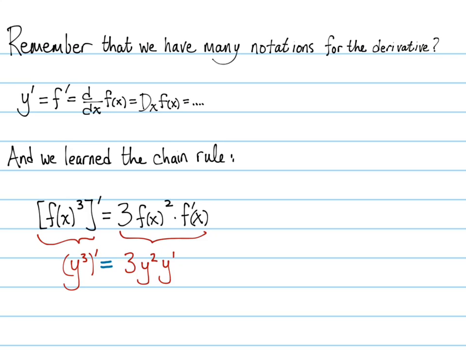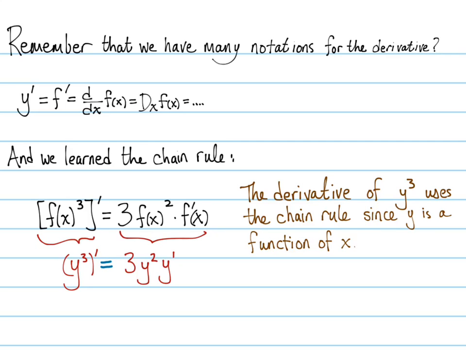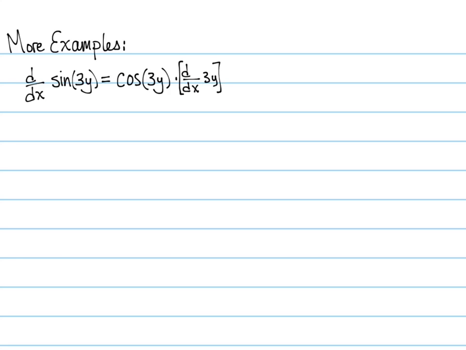And so this notation, using y instead of f of x, and remembering that y is just some function of x, is going to help us figure out the derivatives by using this notation. And so the derivative of y cubed uses the chain rule, since y is a function of x. So another example. Suppose I wanted to take the derivative of sine of 3y. Well, it's just cosine of 3y times the derivative of 3y. Well, the derivative of 3y is just 3 times the derivative of y, which we write y prime.